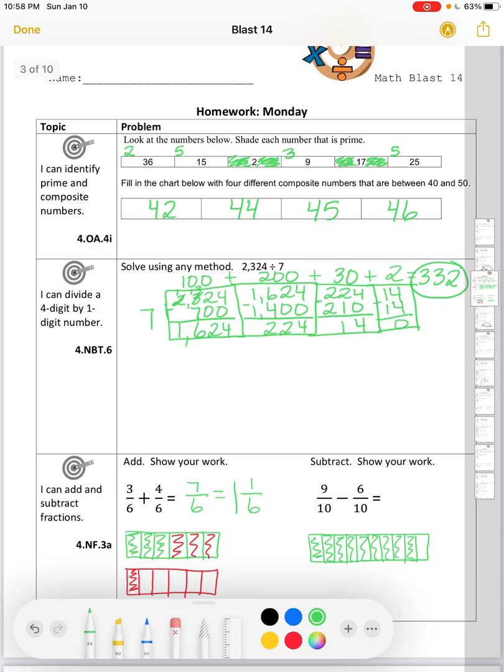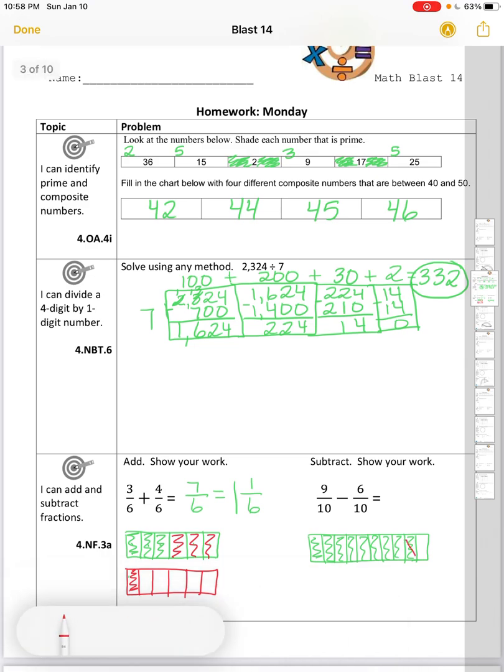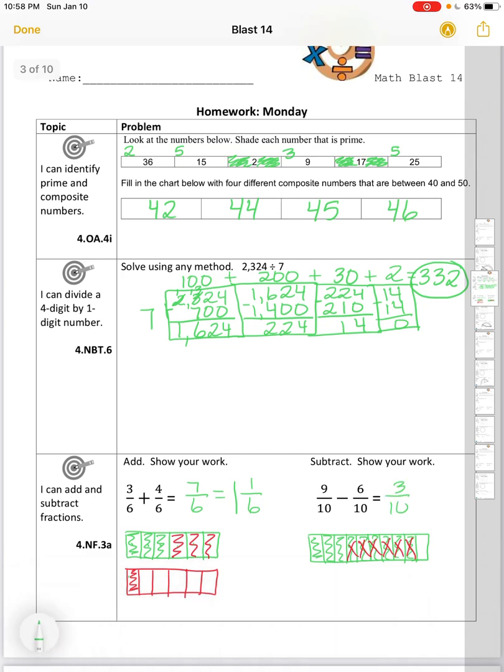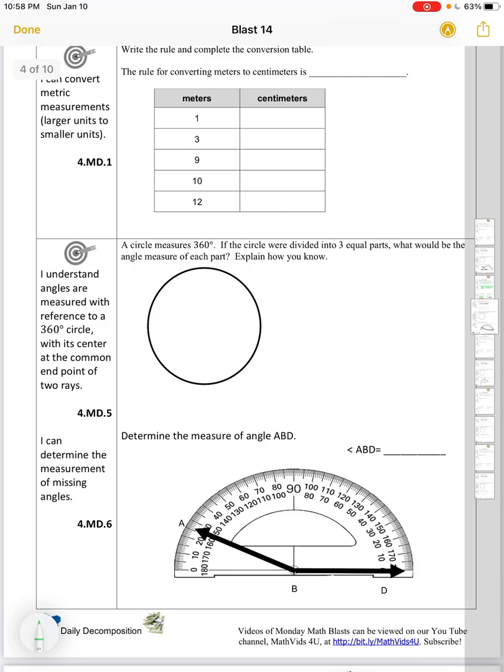And now we want to subtract 6/10. So I'm going to cross off 6 of the tenths that we started with. And there we go. We are left with 3/10. And that's the difference, the answer to that subtraction problem.